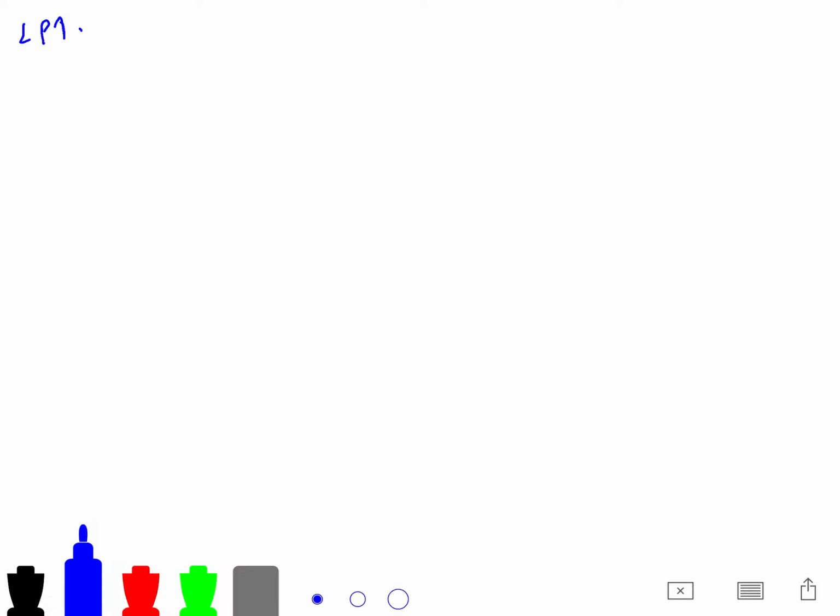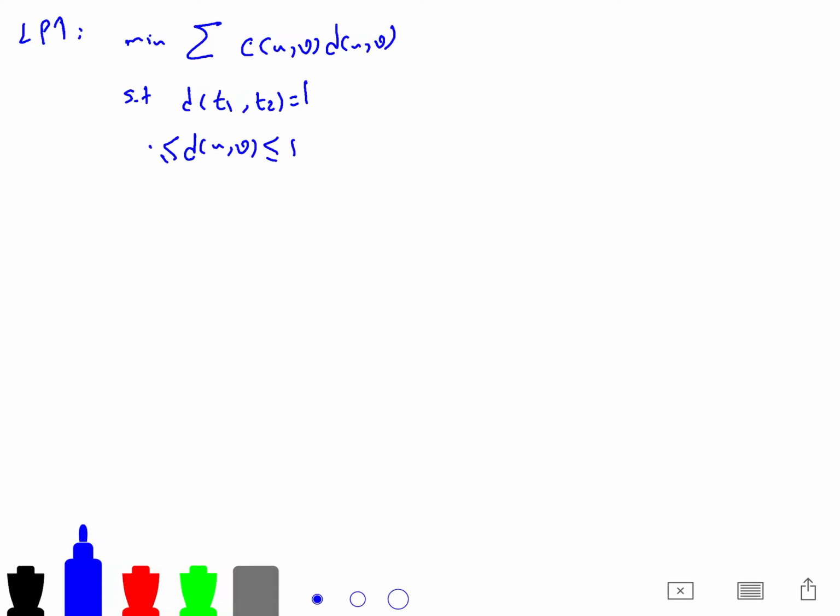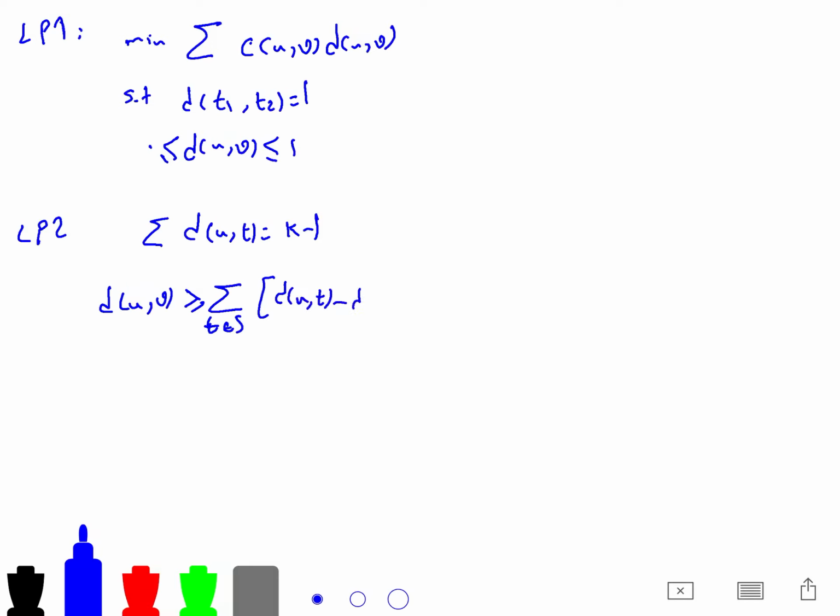So they had in the LP1 formulation, we wanted to minimize the sum of c_uv d_uv, such that the distance between two terminals is 1 and d_uv is between 0 and 1. So this is the relaxation. And LP2 is the same thing, except that we add some extra constraints, which are d(u,t) equal to k minus 1, and also a very interesting and mysterious constraint, which is d(u,v) is greater than d(u,t) minus d(v,t).